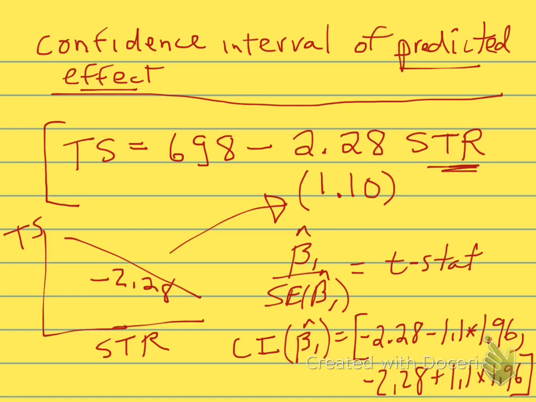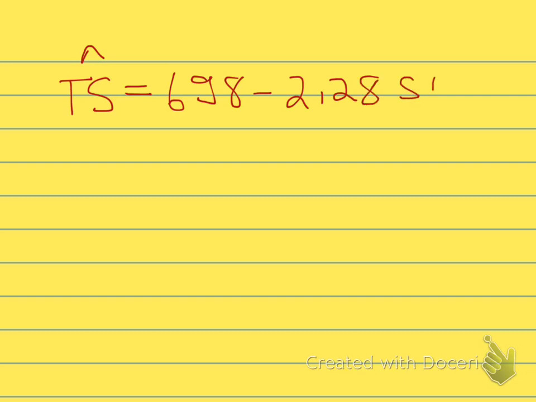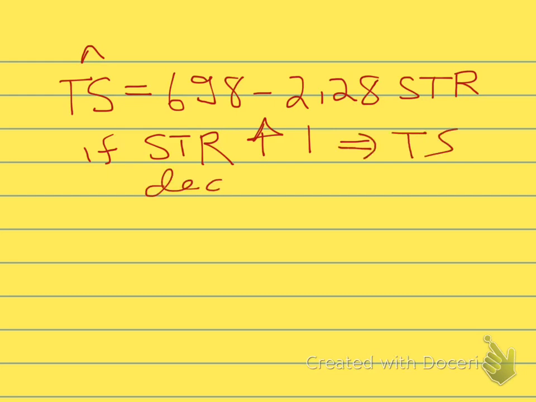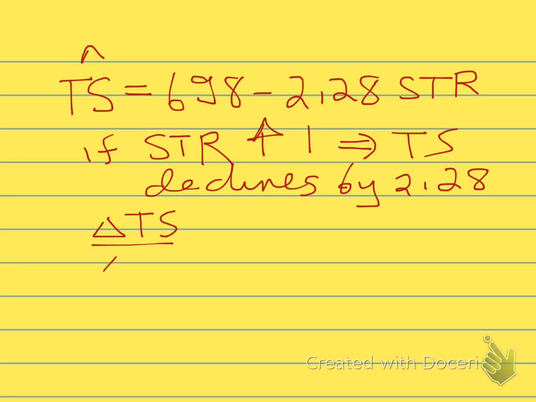Now we want to ask the question, what is the effect of changing the student-teacher ratio? So we have our predicted test score hat equal to 698 minus 2.28 times our student-teacher ratio. If the student-teacher ratio goes up by 1, then the test score declines by 2.28. So we usually write that as the change in the test score divided by the change in the student-teacher ratio is equal to negative 2.28.